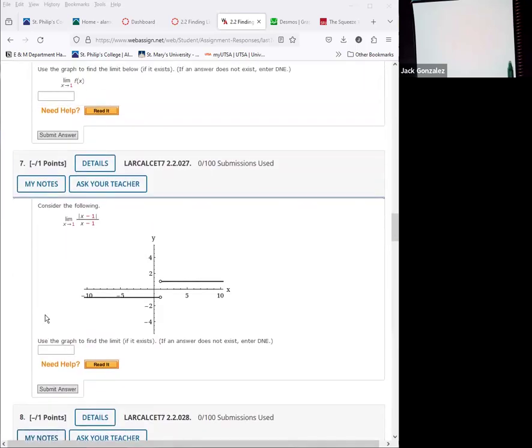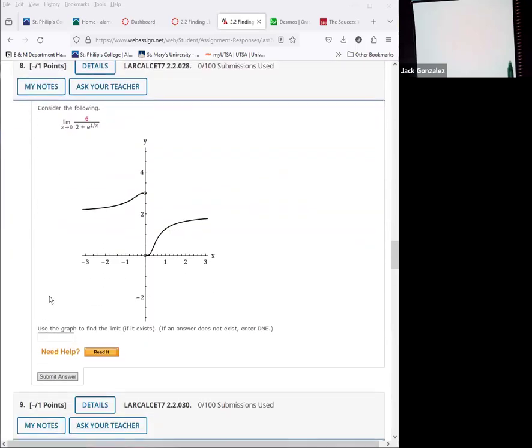Okay, let's do another one. Number 8 is very similar. 0 is right here, right? So as we approach from the right side, what is the limit? Just the right-sided limit. Later they're going to ask you about just one direction. What's the function doing as it goes this way?